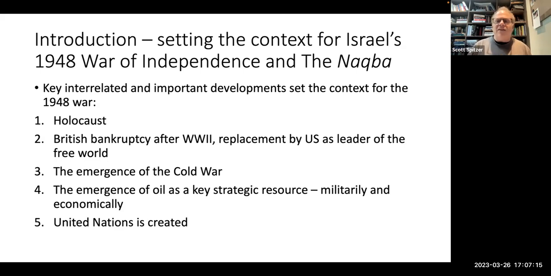A second piece of this is Britain, right? The context of the powerful British Empire, which has been dominating this system, is going to change. Britain goes bankrupt after the war, and the United States becomes the leader of the free world. President Truman, as we'll see, was determined to compensate the Jewish people for the atrocities that were committed against them, and how?